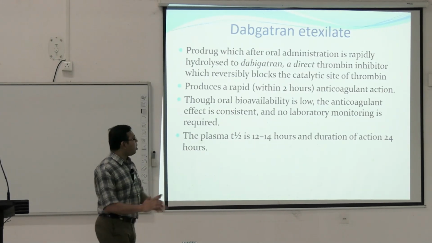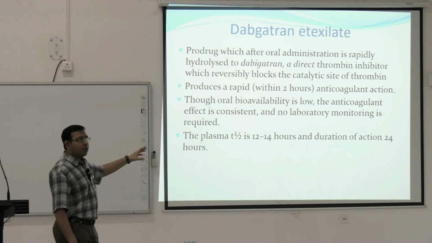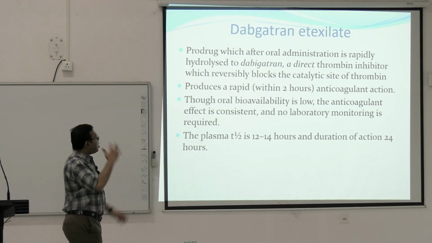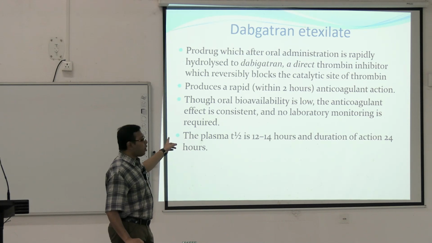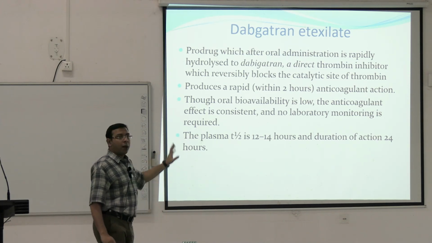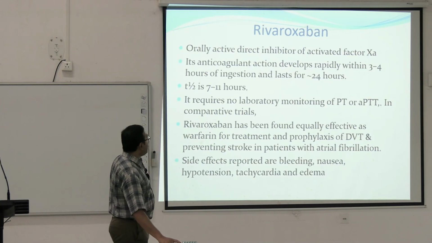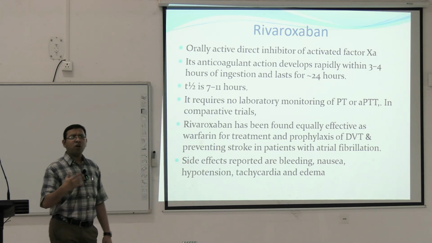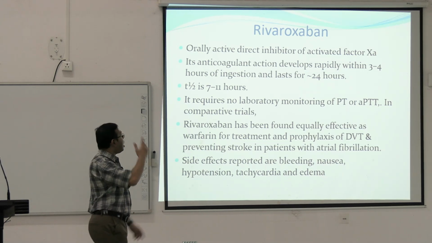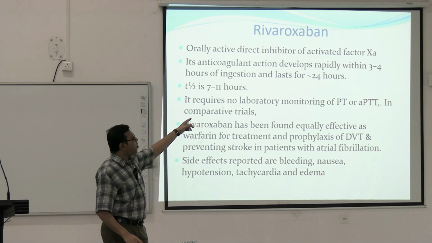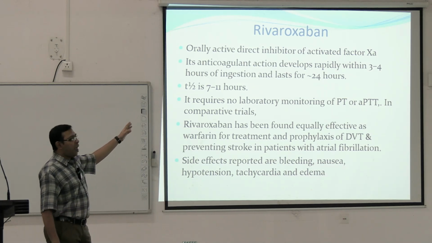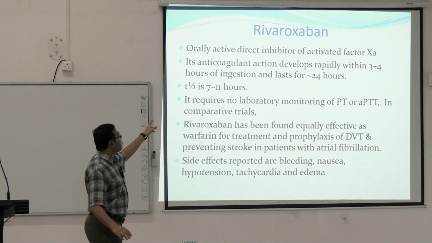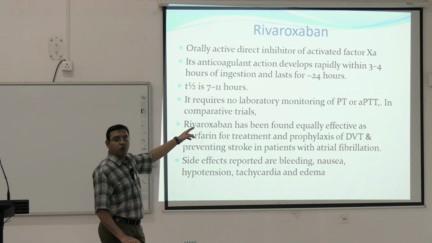Dabigatran we have already discussed. Basically it is given twice daily. It is a direct thrombin inhibitor, oral bioavailability is low, the anticoagulant effect is consistent, and no laboratory monitoring is needed. Rivaroxaban and Edoxaban are very commonly used now. Rivaroxaban is an orally active direct inhibitor of factor 10A, just a recapitulation. The anticoagulant effect develops within 3 to 4 hours of ingestion and lasts for 24 hours.